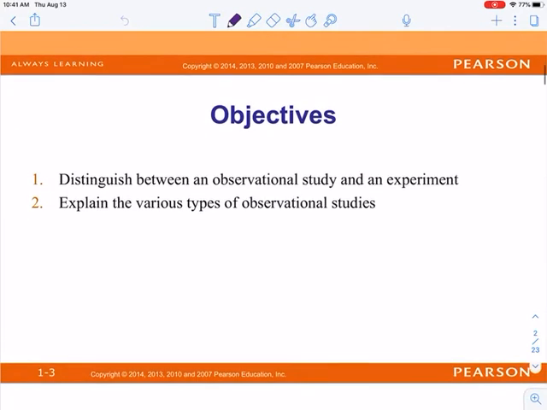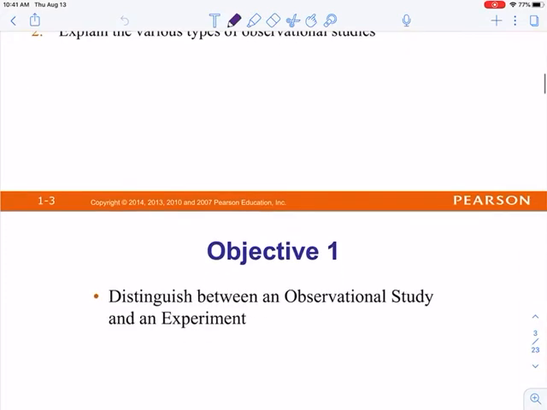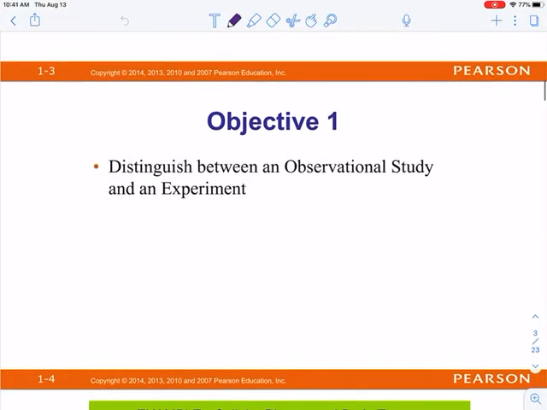So we only have two objectives today, and they are to distinguish between an observational study and an experiment, and explain the various types of observational studies. So here we go with objective number 1. We want to distinguish between an observational study and an experiment.